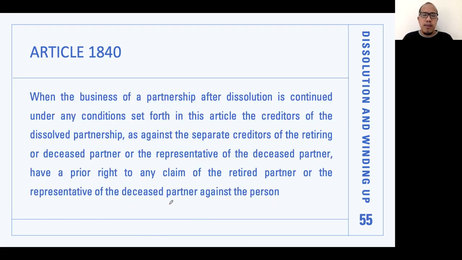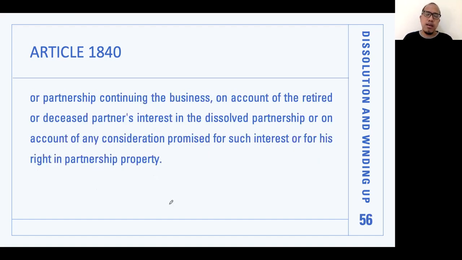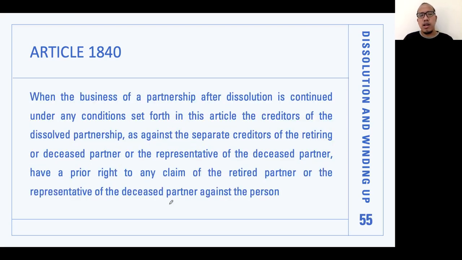Still at 1840, when the business of the partnership after dissolution is continued under any conditions set forth in this article, so 1826 yun, the creditors of the dissolved partnership, as against the separate creditors of the retiring and deceased partner or the representative of a deceased partner, have a prior right to any claim of the retired partner or the representative of the deceased partner against the person or partnership continuing the business on account of the retired or deceased partner's interest in the dissolved partnership or on account of any consideration promised for such interest or for his right in partnership property. So ano ang tinutukoy dito? Ang haba nitong portion na ito ng Article 1840.